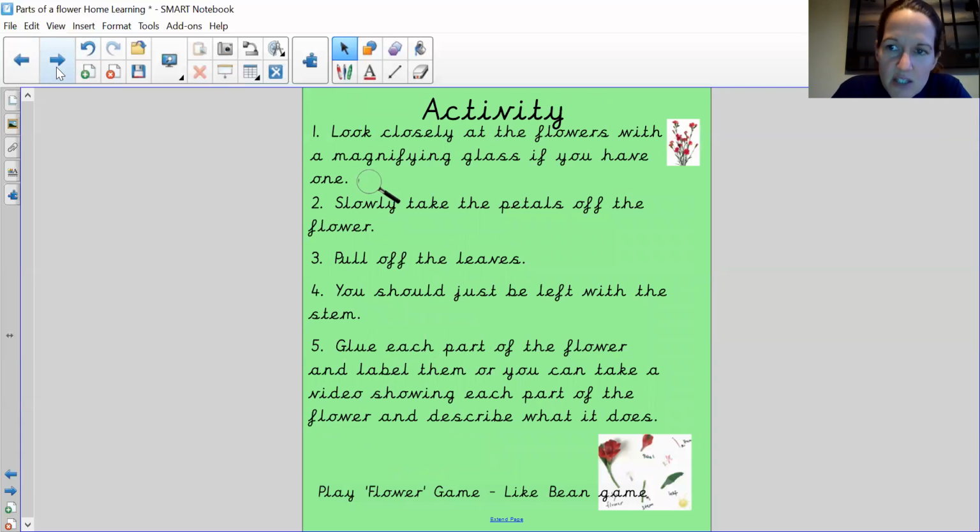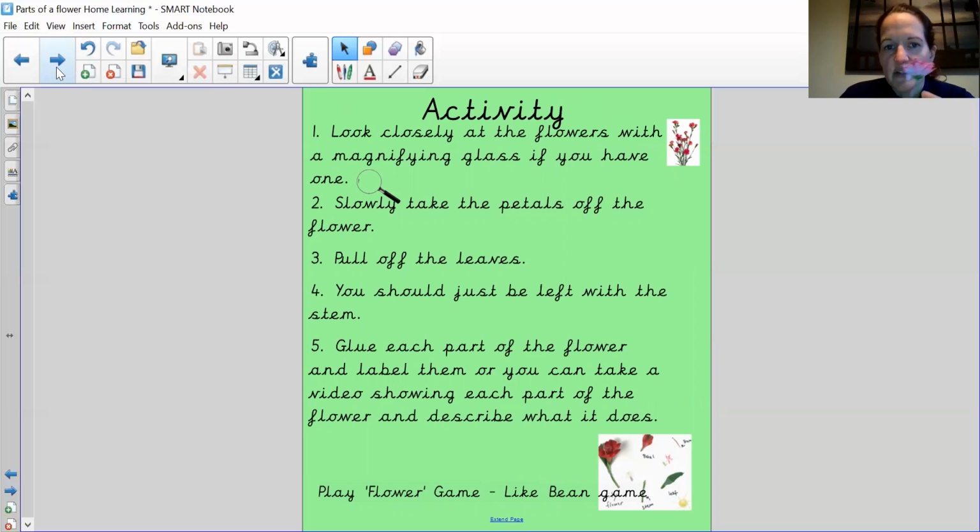Okay, so this is your activity. If you were able to get a flower, then if you have a magnifying glass at home, don't worry if you don't. If you have a magnifying glass, you can look at your flower under the magnifying glass. And the magnifying glass is a scientific tool, and it helps us see more detail into what we're looking at.